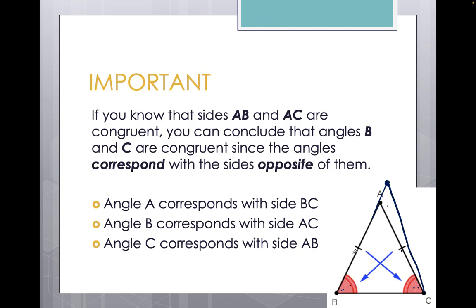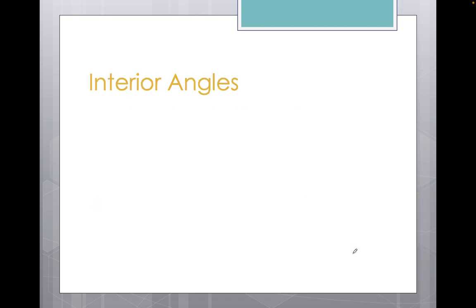This is important when you're classifying triangles because, as I mentioned, they are not always labeled with both sides and angles. Sometimes just the sides are labeled, sometimes just the angles are labeled.